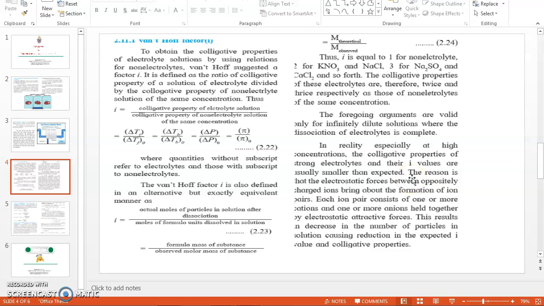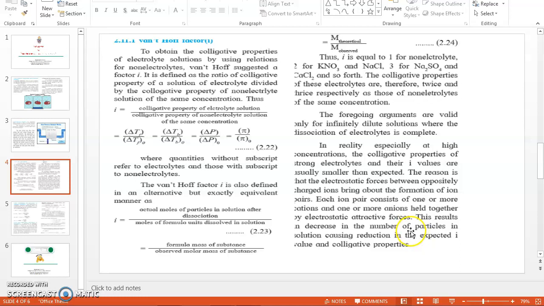The reason is that the electrostatic force between oppositely charged ions brings about the formation of ion pairs, and each ion pair consists of one or more cations and one or more anions held together by the electrostatic attractive force. This results in a decrease in the number of particles in the solution, causing a reduction in the expected value.